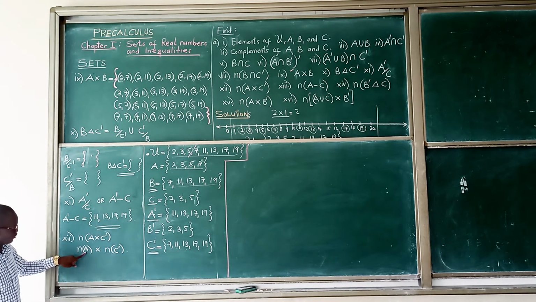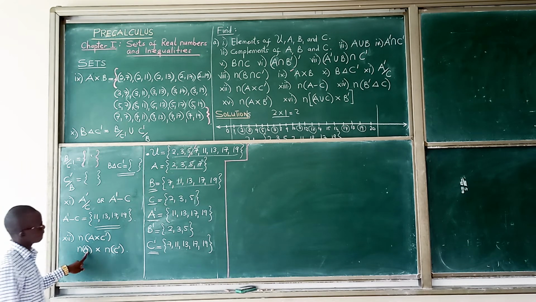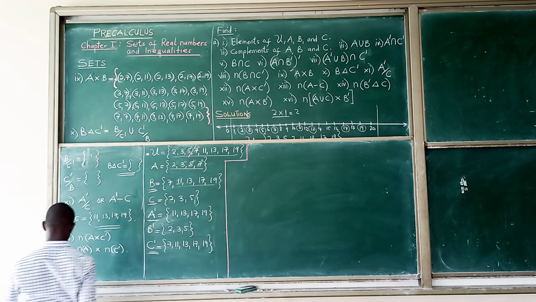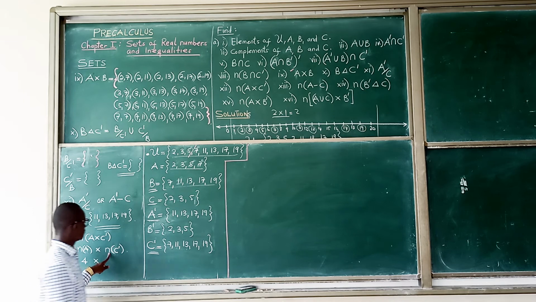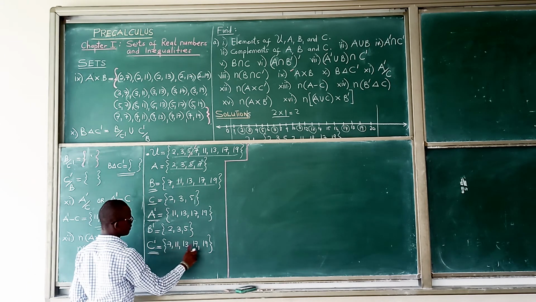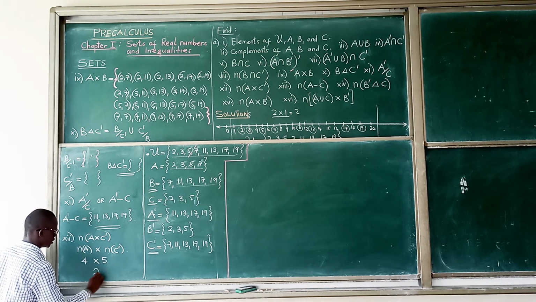So what are the numbers of elements? What's the total number of elements in set A? In set A, we have 1, 2, 3, 4. So we have 4 elements, times the number of elements in set C prime. You have 1, 2, 3, 4, 5. So it's 5. So 4 times 5 is 20.